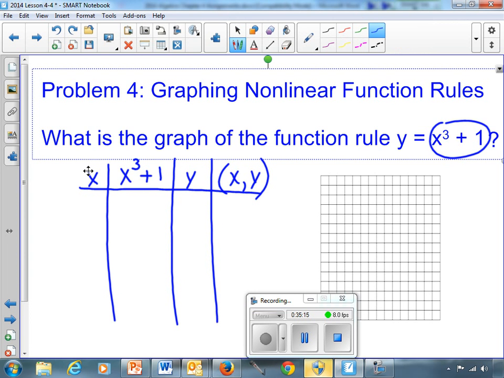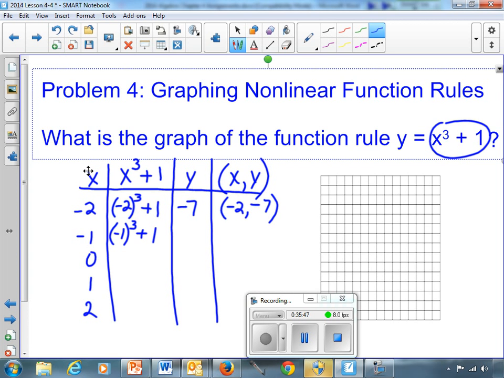Okay, so let's pick some values for x, and I think it'd be kind of fun here to pick some negative ones as well. So let's pick -2, -1, 0, 1, and 2, and I think that'll be sufficient. So we have -2 cubed would be -8 plus 1 is -7. So we have the ordered pair (-2, -7). Taking -1 and cubing it, we have -1 cubed is -1 plus 1 is 0. So we have the ordered pair (-1, 0).